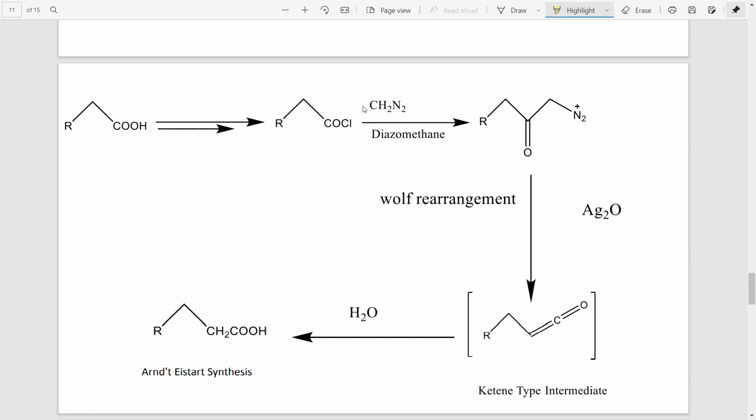After that, using diazomethane will produce this compound. In this compound, just slightly heat, I just forgot to present heat here, but slightly heating will produce a ketene type of intermediate, on which water addition will produce acid with step up reaction, just one carbon higher.